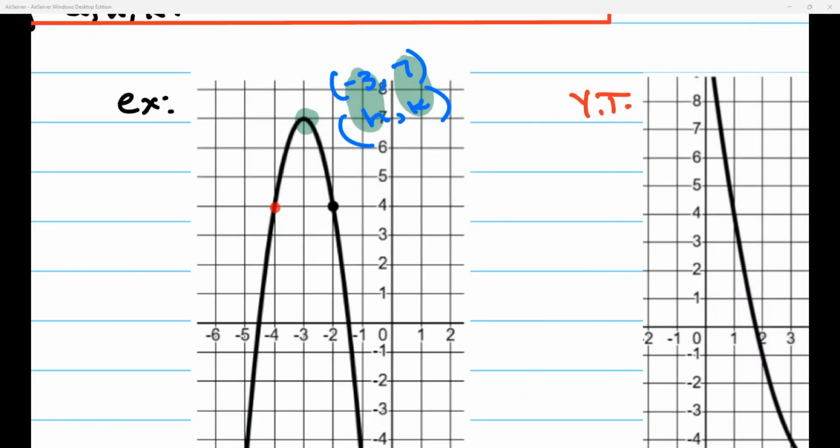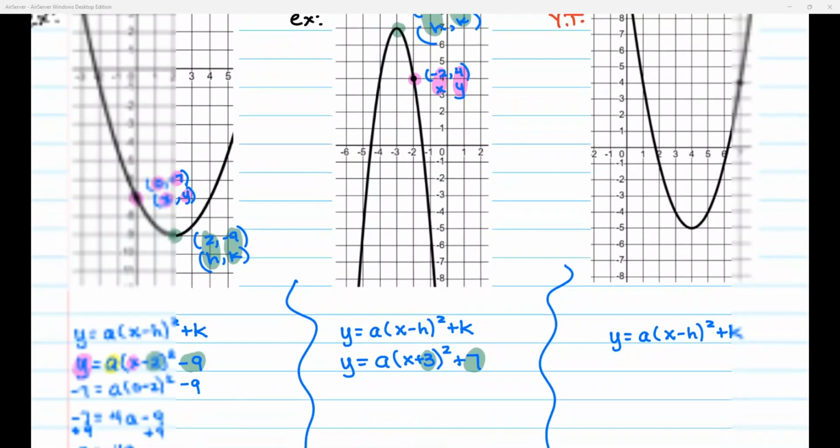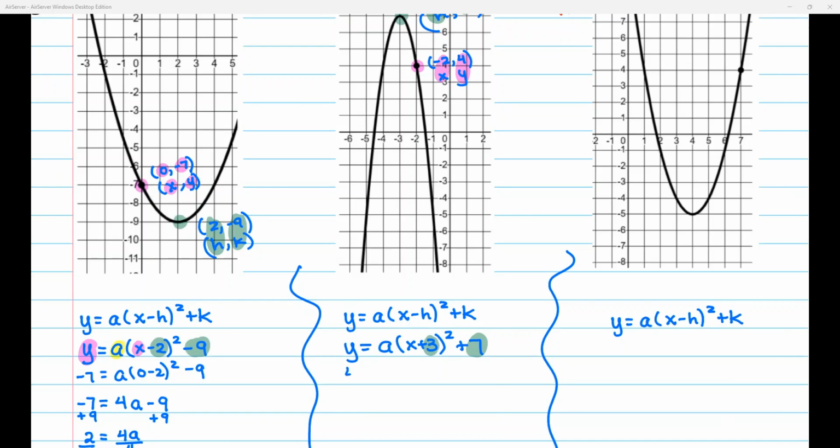I would either pick this point or this point, but just to be safe, since they put a dot there, I know for a fact this point is going to be on my graph. So I'm going to use that one just to be safe. This is going to be the point -2, 4. That's going to be my x and my y that gets to be used. All right, then I get 4 is equal to a times parentheses. My x value is -2.